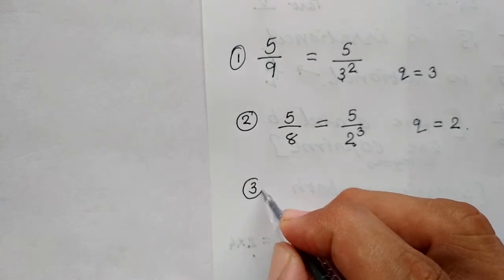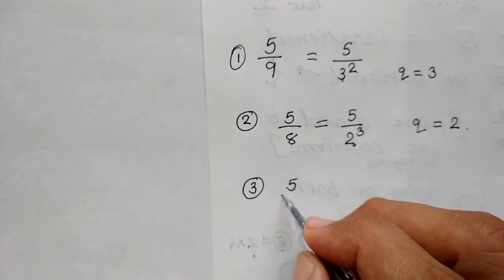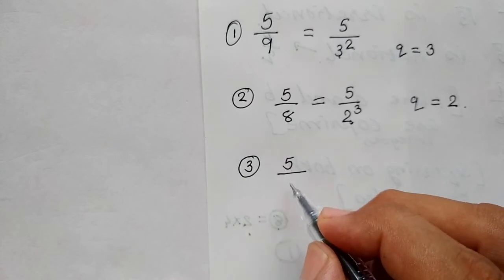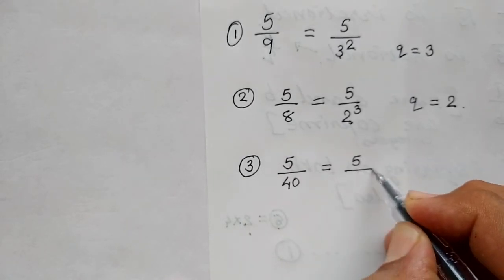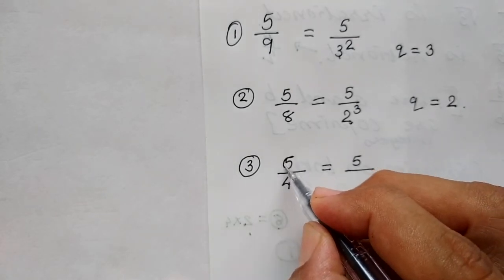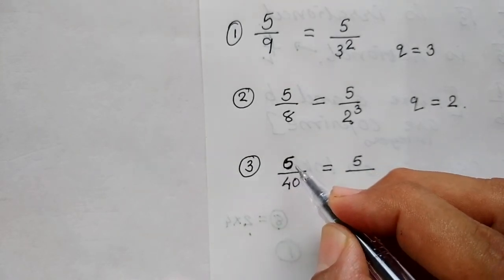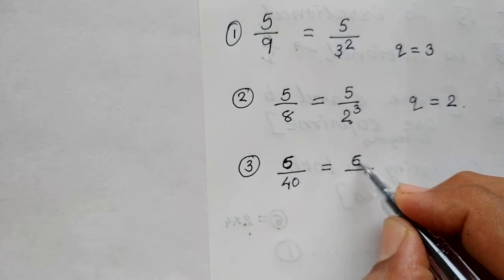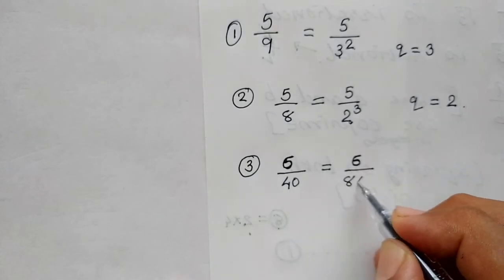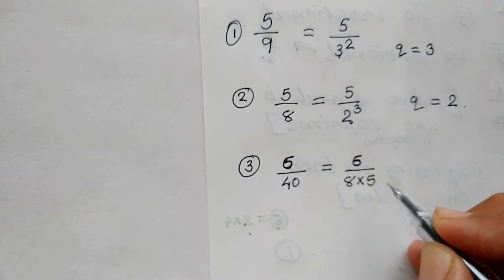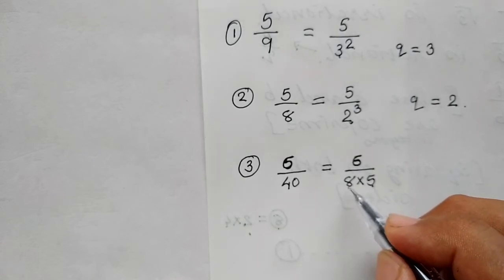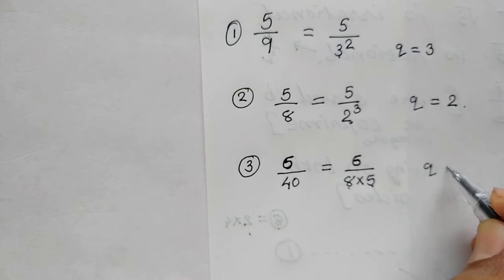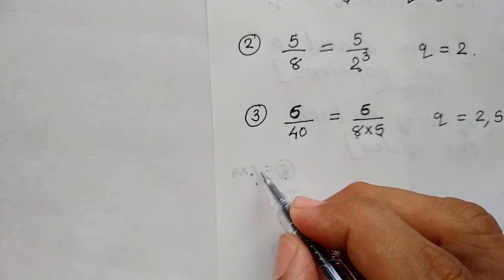Third one. Suppose I take 6 upon 40. So here it would be 8 into 5. So 2 is there, 5 is there. So here q contains 2 and 5 both. So here you will get terminating.